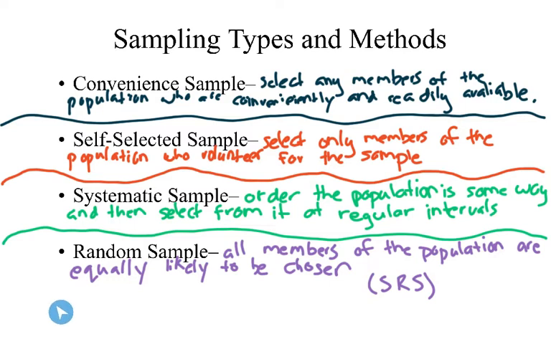There are different types of random samples besides a simple random sample. We're not going to go into it in this course, but there are things like a stratified random sample or a cluster random sample, just different ways that we can get our samples.